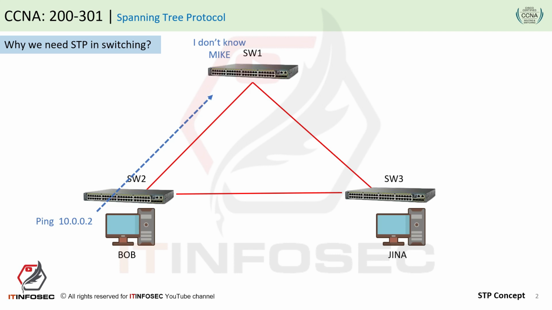Okay, it will ask anyone. I don't know Mike. SW3, do you know who is Mike? SW3 says, I don't know. SW1 asks SW2, do you know? No, there is no Mike in this network now. So the packet loops around the network and causes a broadcast storm.